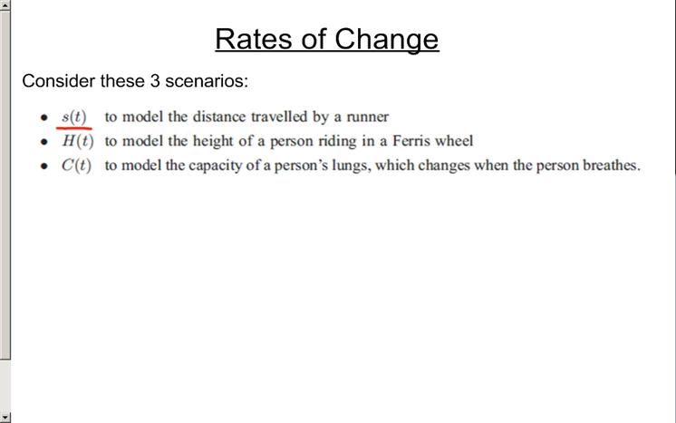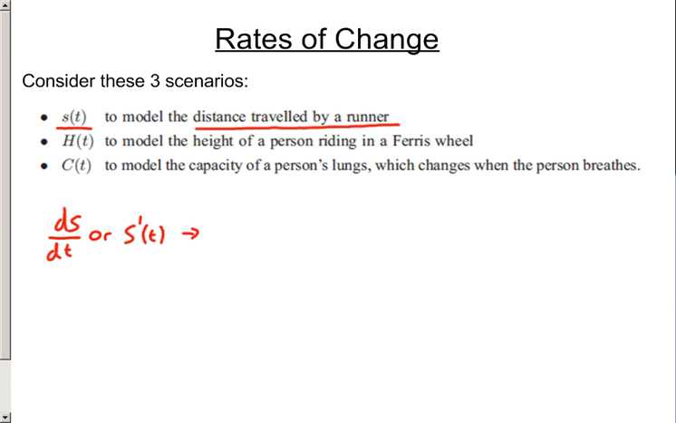First one is S of t, and this is the distance travelled by a runner. Now, if we have S of t as the distance, then if we were to differentiate, we would be thinking about the change of S with respect to time. That's what this means, how S changes on the top with respect to time. Or we could, of course, write this as S dash of t as well. Then what this means is how the distance is changing with time, or how distance changes is just the speed.